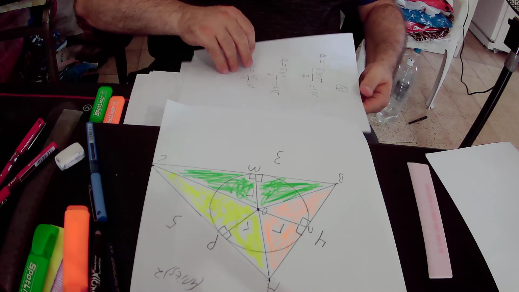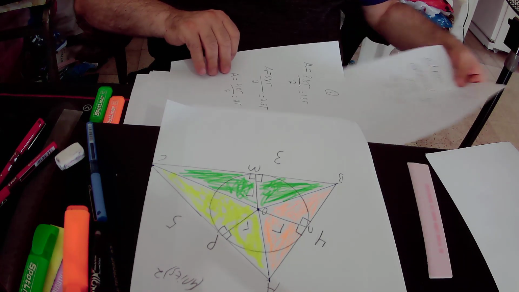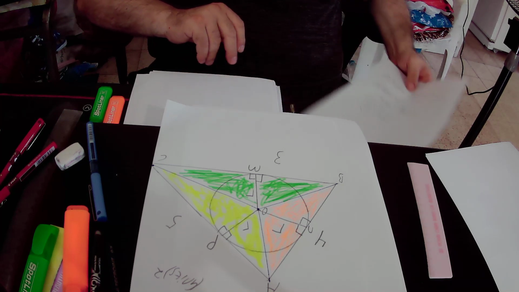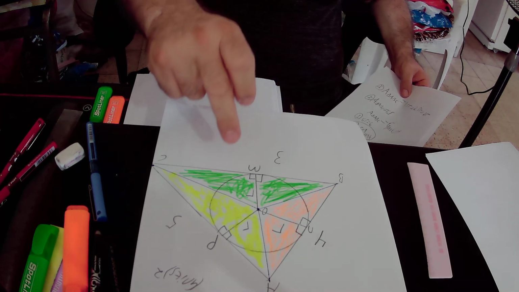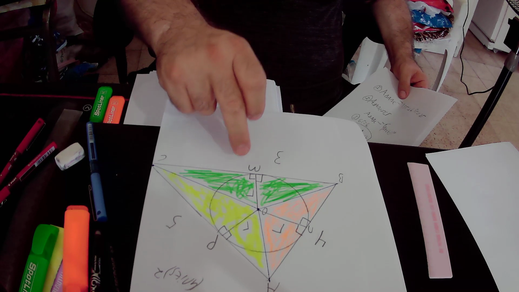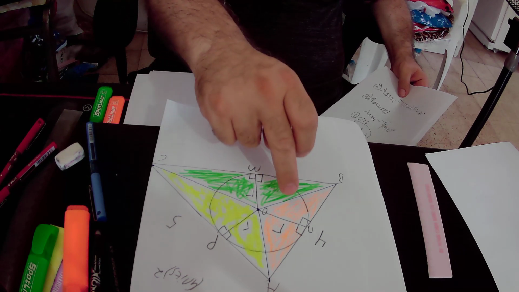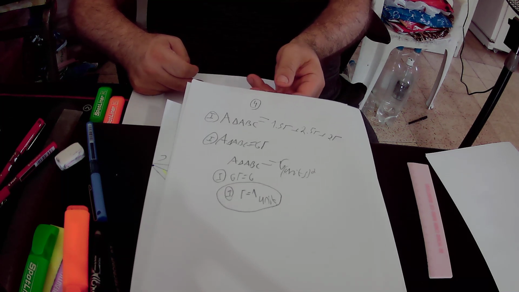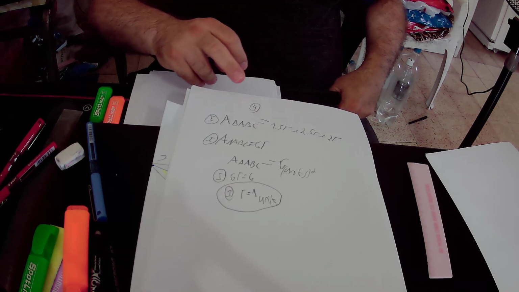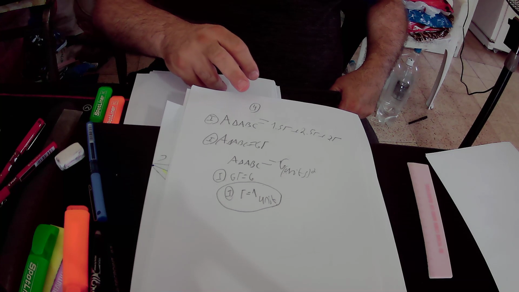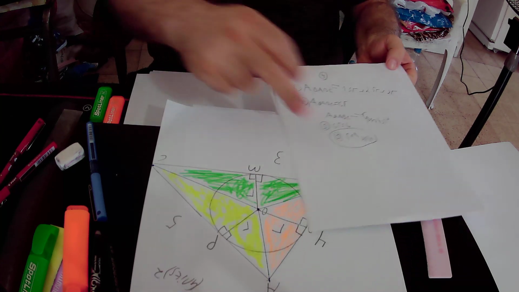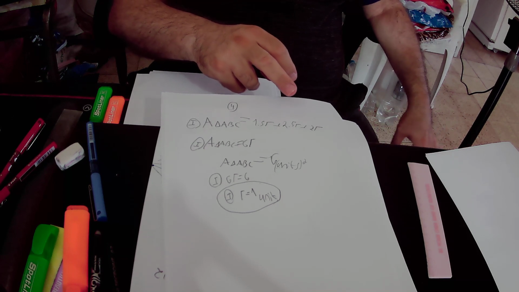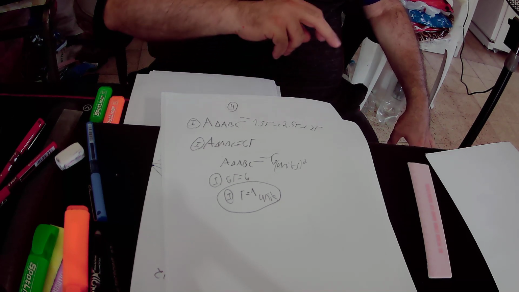So we can write this equality, that the area of triangle ABC equals the area of the green triangle plus the area of the yellow triangle plus the area of the orange triangle. We wrote it in equation number 1. So equation number 1 states that the area of the big triangle, triangle ABC, equals the sum of the areas of the green triangle plus the area of the yellow triangle plus the area of the orange triangle.